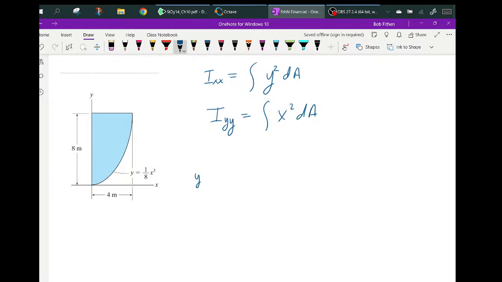So what you have in this one is you have this 1/8 x to the third. But you also have x is equal to 8y to the 1/3.